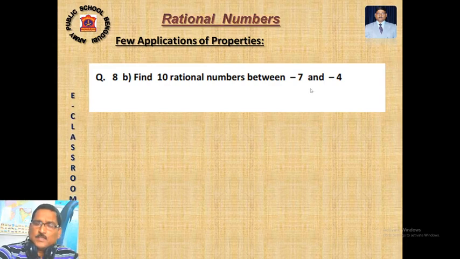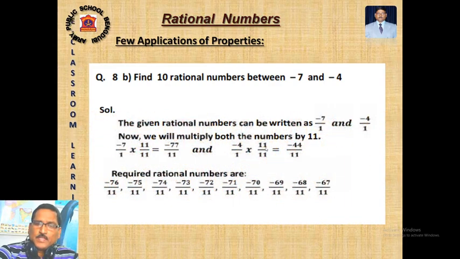These are integers. I have to first represent them in rational form. You can write minus 7 by 1, minus 4 by 1. Both have the same denominator. In this case, how many do you require? 10. Then we have to multiply it by 1 more. Clear? So minus 7 by 1 multiplied by 11 by 11, that is minus 77 by 11. Minus 4 by 1 multiplied by 11 by 11, that is minus 44 by 11.